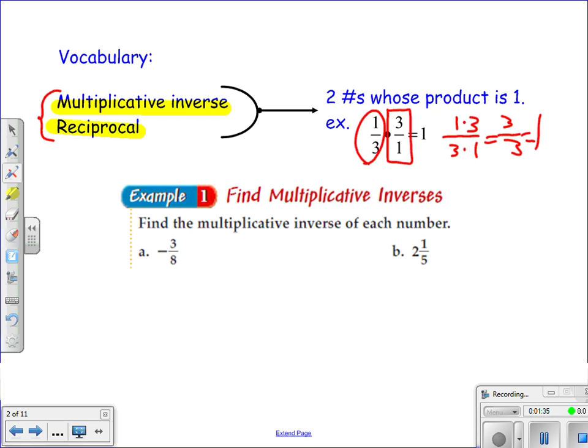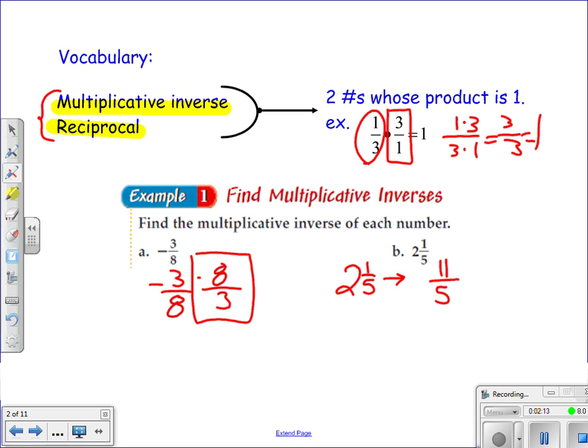All right, let's see if we can figure out how to do that in a couple other examples. -3/8. What's the flip? The numerator goes down, the denominator becomes the numerator, and the numerator becomes the denominator. So the flip, or the multiplicative inverse, of -3/8 is -8 over 3. That's easy. A little more complicated with a mixed number. We have 2 and 1/5. The first thing we have to do is change that to an improper fraction. 2 times 5 is 10, plus 1 is 11/5. Then, to find the inverse, we just flip and it becomes 5 over 11. Easy enough.